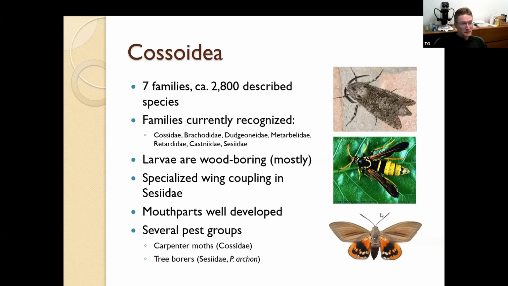There are some other groups within here. This is a Paysandisia archon. This thing at the bottom here is a palm tree pest, originally from South America, that has spread to other parts of the world. So this is a group that contains a lot of important pest species. A lot of the Sesiids are important tree pests as well.